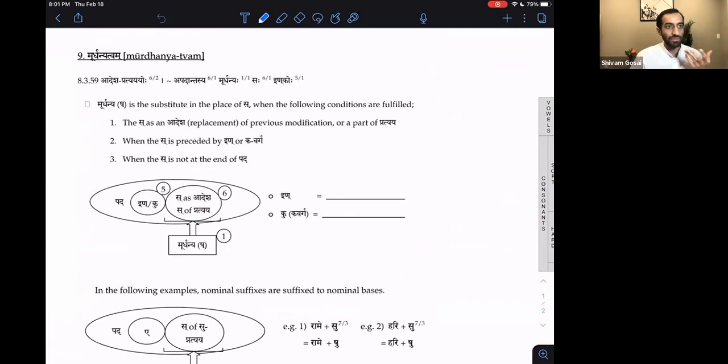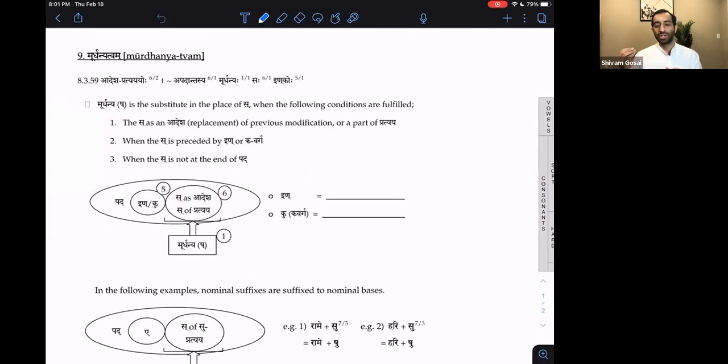This is around page, my page numbers are a little bit different. It's number 9, we're doing consonant sandhi. When you find that page, please put it in the chat. Page 71, thank you. Page 71. So page 71 looks like this, murdhanyatvam.